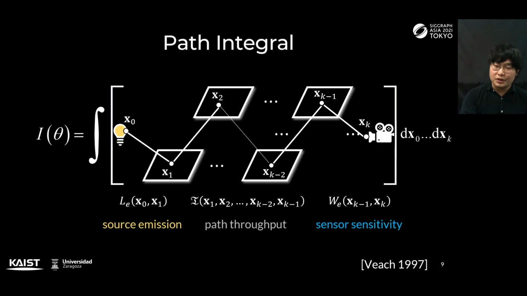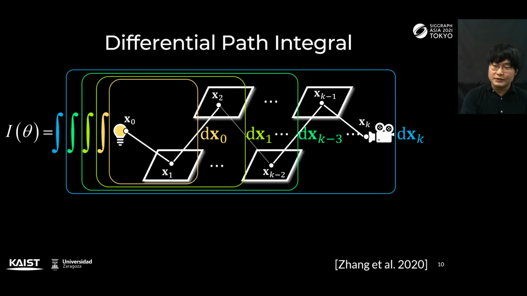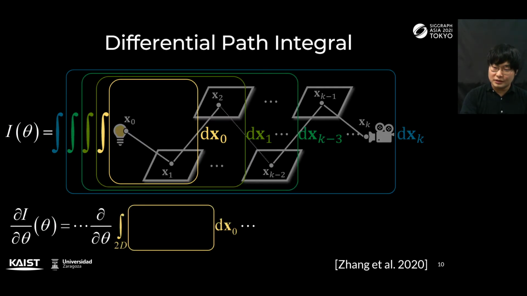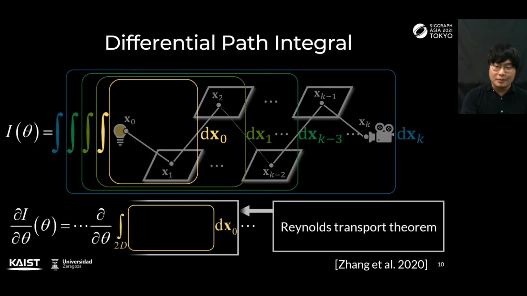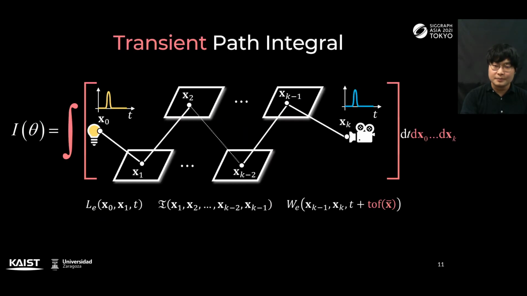In steady-state rendering, the radiometric measurement of a sensor pixel can be computed by the path integral formula. An important property of the steady-state path integral is that each term in the integral only depends on 2 or 3 consecutive vertices, so that the path integral can be considered as recursive 2D surface integrals. Using this property, Zhang derived the differential steady-state path integral formula by applying the Reynolds transport theorem to those 2D surface integrals recursively. In transient rendering, the radiometric measurement can be computed by the transient path integral.